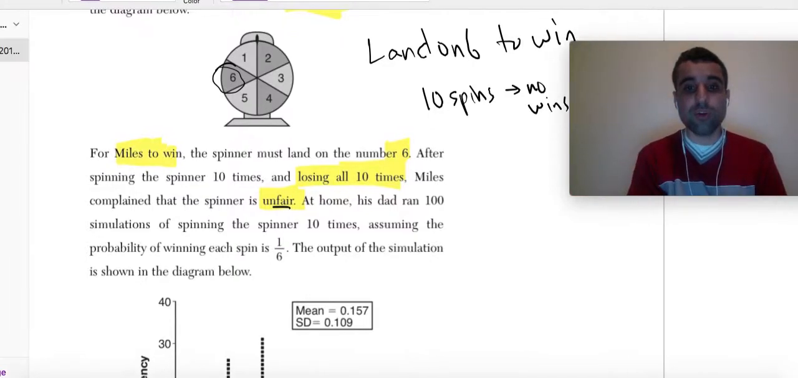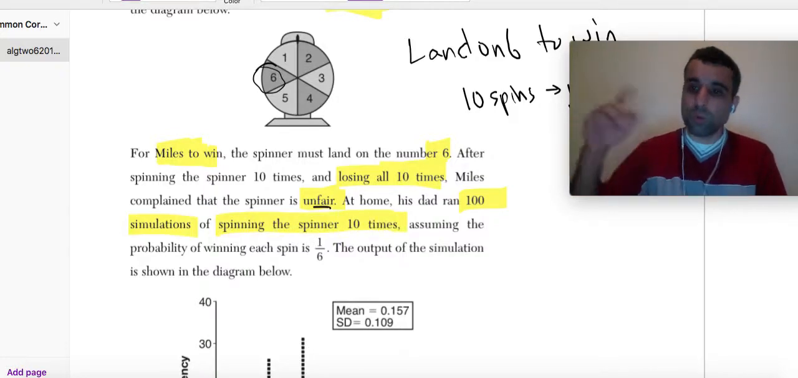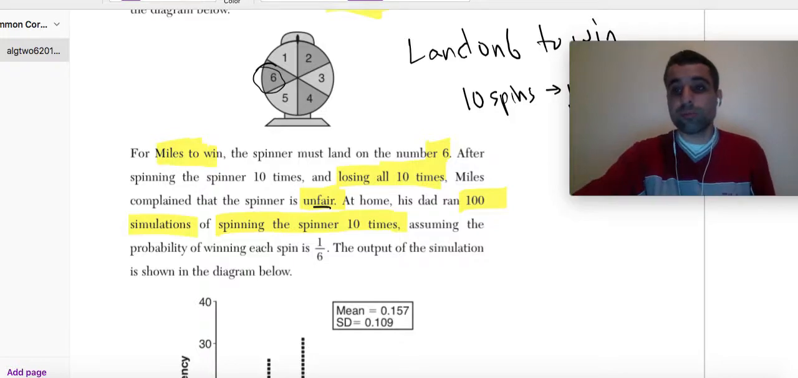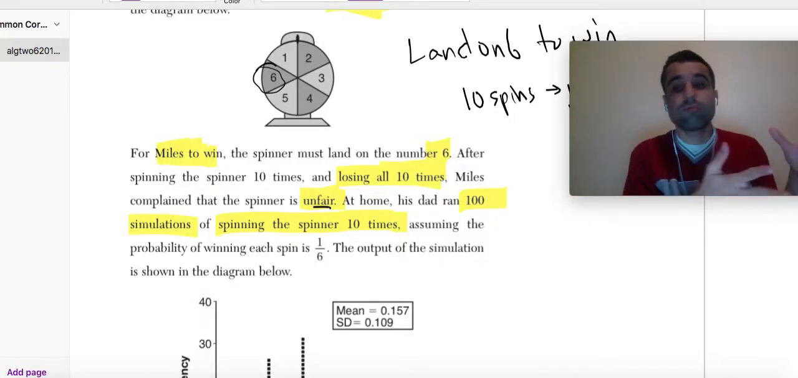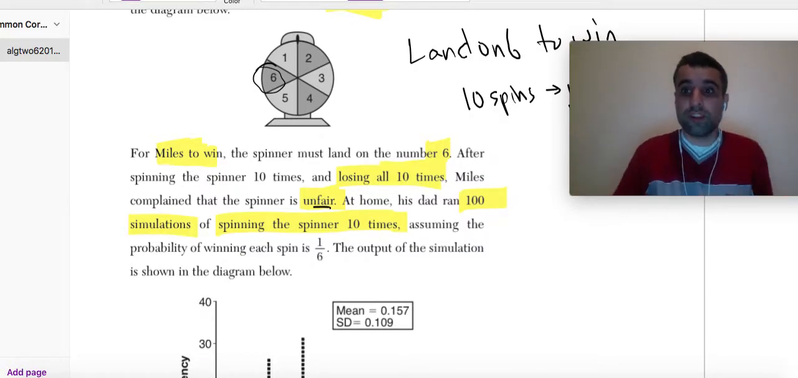So at home, his dad ran 100 simulations of spinning the spinner 10 times. One simulation run means 10 spins on the spinner, right? 2 simulation runs is another 10 spins, and we're recording the results each time to see how often you land on 6. Maybe in one set of 10 spins you landed on 6 one time. Maybe on another set of 10 spins you got no 6s, and on another set maybe all 6s, who knows.